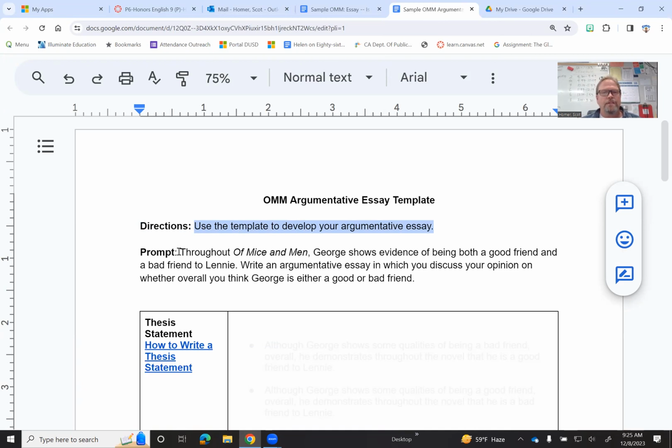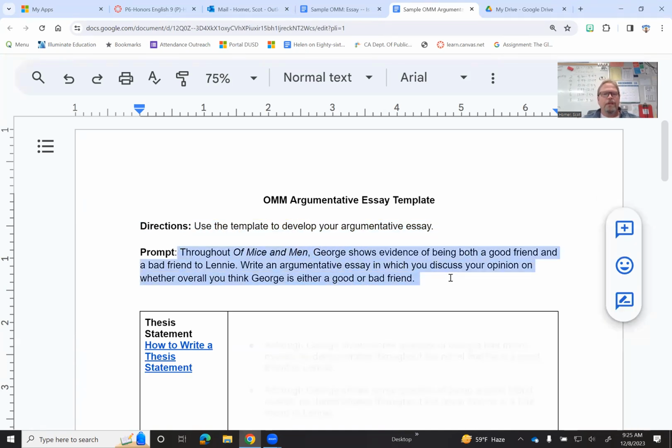All right, so let's look at the prompt. Throughout Of Mice and Men, George shows evidence of being both a good friend and a bad friend to Lenny. Write an argumentative essay in which you discuss your opinion on whether overall you think George is either a good friend or a bad friend.